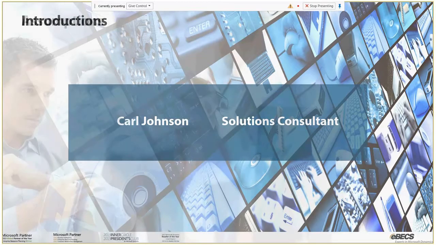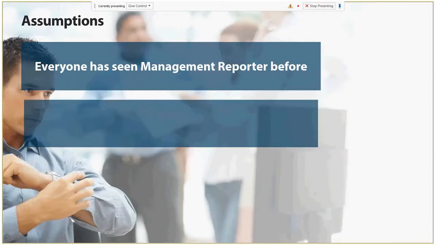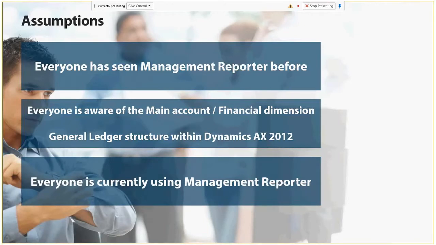A couple of assumptions for today's meeting. I'm assuming that everyone has seen Management Reporter before, because this isn't beginner-based training. I'm also assuming that you're all aware of the main account and financial dimension build and structure, in either AX 2009 or 2012, primarily within AX 2012. Or you're currently using Management Reporter and you're just looking for more hints and tips. Preferably we can run through the session, and if you have any questions, just jot them down and we can cover them off at the end.